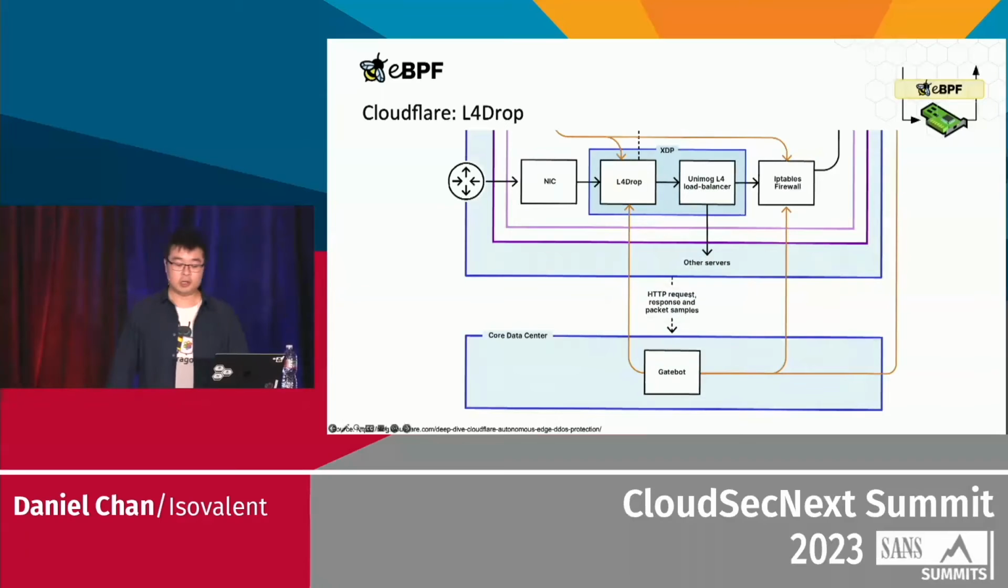So at the bottom here, there's an XDP program again called L4Drop. And it essentially receives telemetry and data from Gatebot. Gatebot is the application that will load the rules for dropping. It'll apply mitigation rules to L4Drop so that it knows what to drop right when it sees the packets.